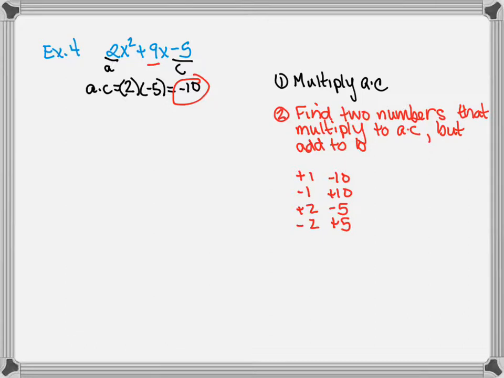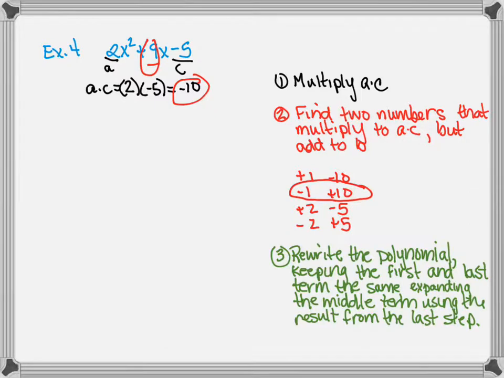And we need to see if any of these will add up to positive 9. Okay, well, the second pair, negative 1 and positive 10, do. If we couldn't find a set here, then that would mean that our polynomial or trinomial would not factor.